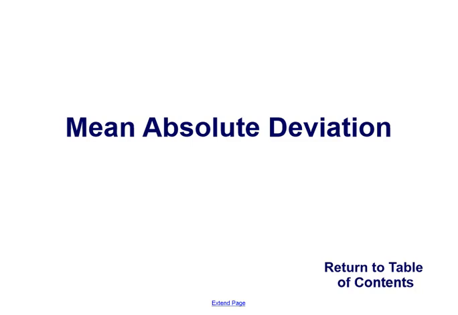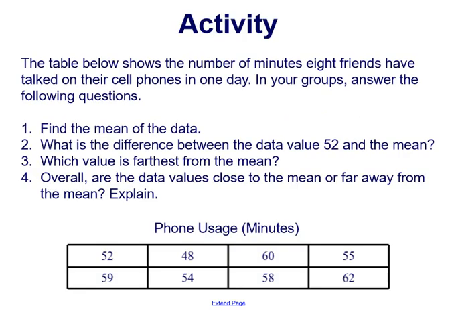Mean absolute deviation. Let's complete an activity to see what those words mean. The table below shows the number of minutes 8 friends have talked on their cell phones in one day. In your groups, answer the following questions first.